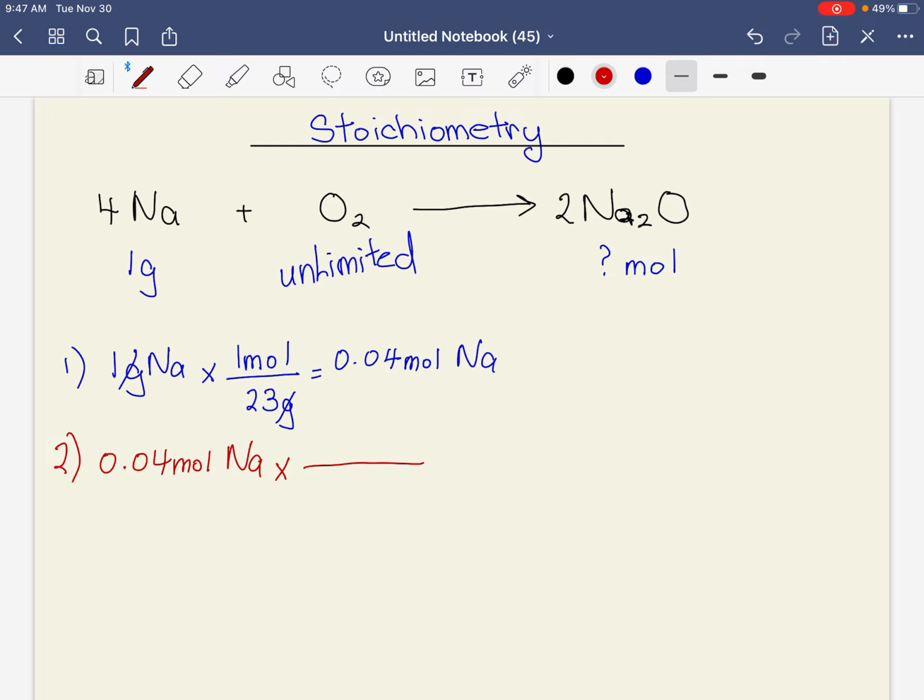The only thing is, what numbers are you going to put? Well, that's the whole purpose of balancing these things, right? So on the numerator, you're going to put 4 moles of sodium, because 4 moles of sodium will produce 2 moles of sodium oxide. So you put 2 moles of sodium oxide.